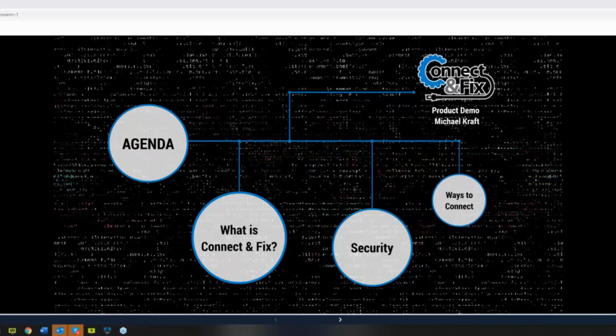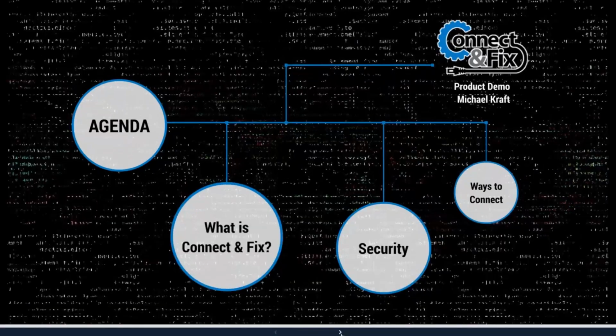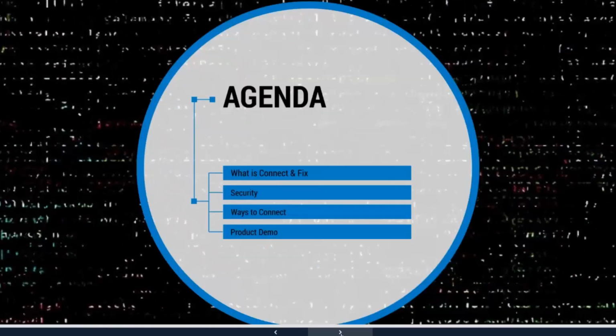And we will begin with just a quick look at the agenda. Let me make this a little bigger for you guys. So we do have a quick PowerPoint presentation to run through. It won't take very long. I'd rather spend more time on the product. So we're just going to learn a little bit about what Connect and Fix is. We're going to talk about the security that goes on in the background. We're going to look at different ways that you can connect to customer devices using Connect and Fix. And then we'll actually show you guys the product so you can see it in action.